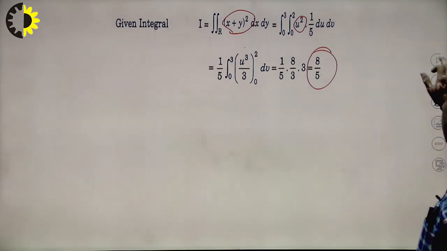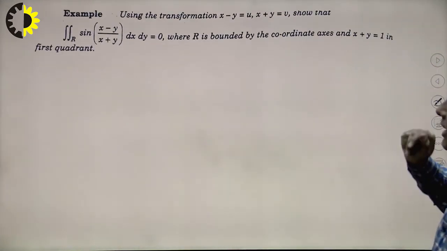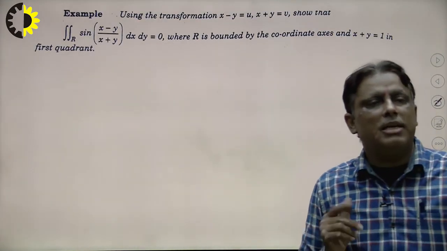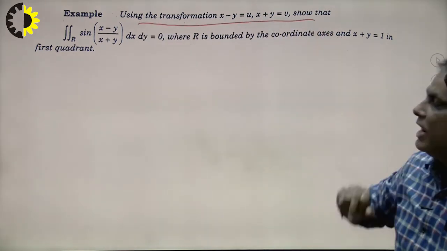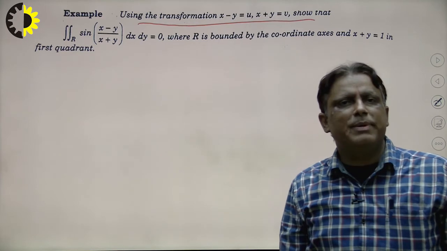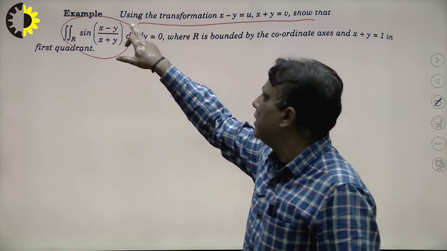So students, keep this in mind very carefully when we solve problems in future. First of all, we see the problem very carefully and then solve it. Another problem using the transformation: the given transformation is x minus y is equal to u and x plus y is equal to v. Show that the integral of this part will be 0.